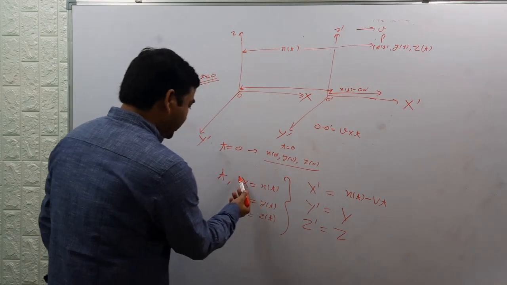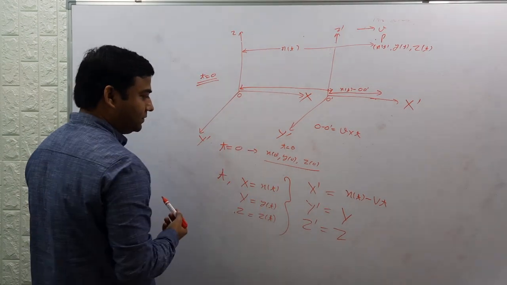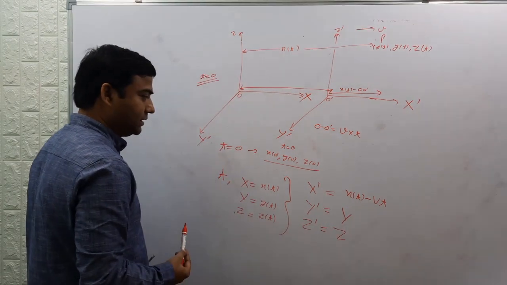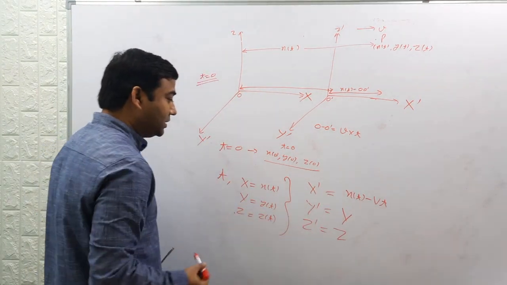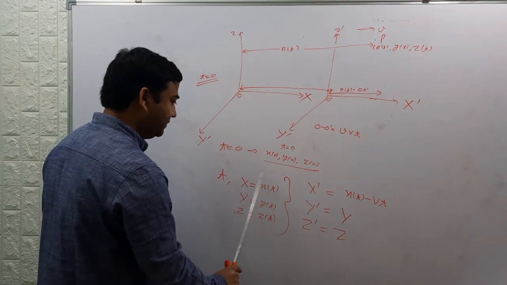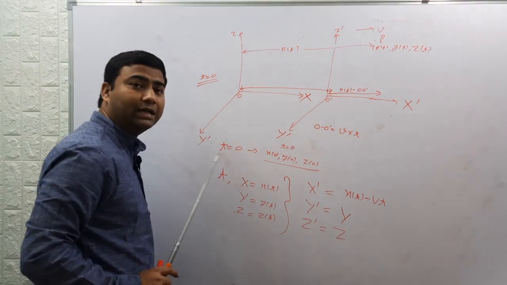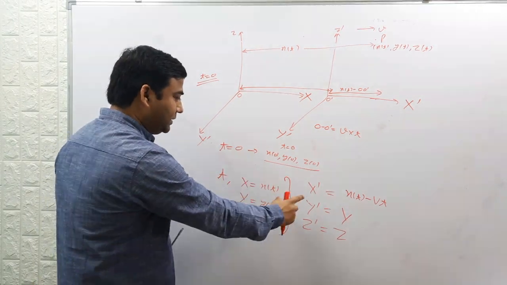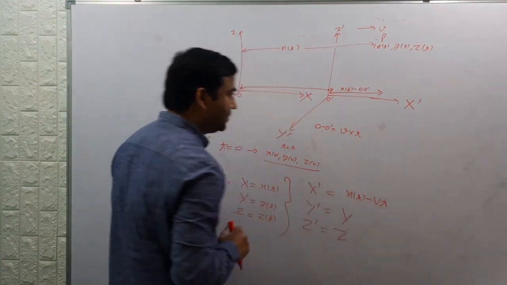So the coordinate in the xyz reference frame and the coordinate in the x dash y dash z dash reference frame are given by this. This transformation of coordinates from one frame to a moving frame is called Galilean transformation. So you can easily understand this, x dash is xt minus vt.